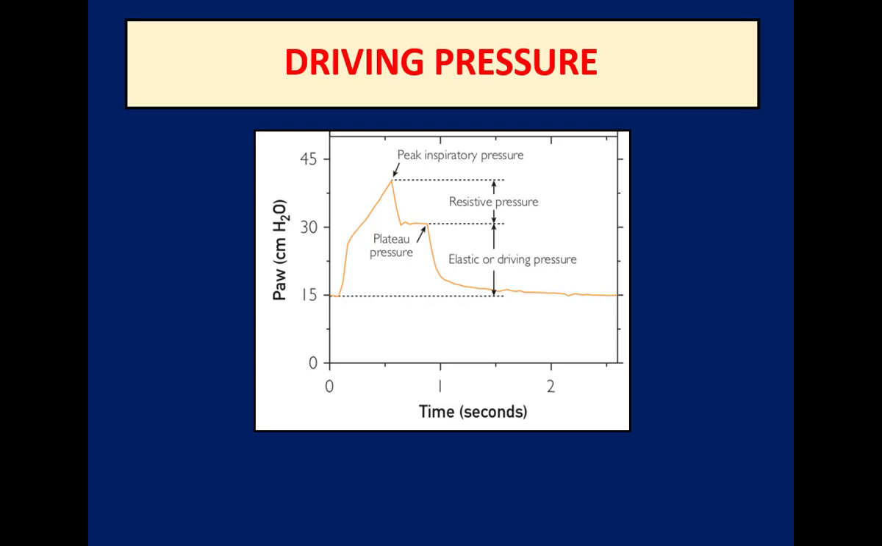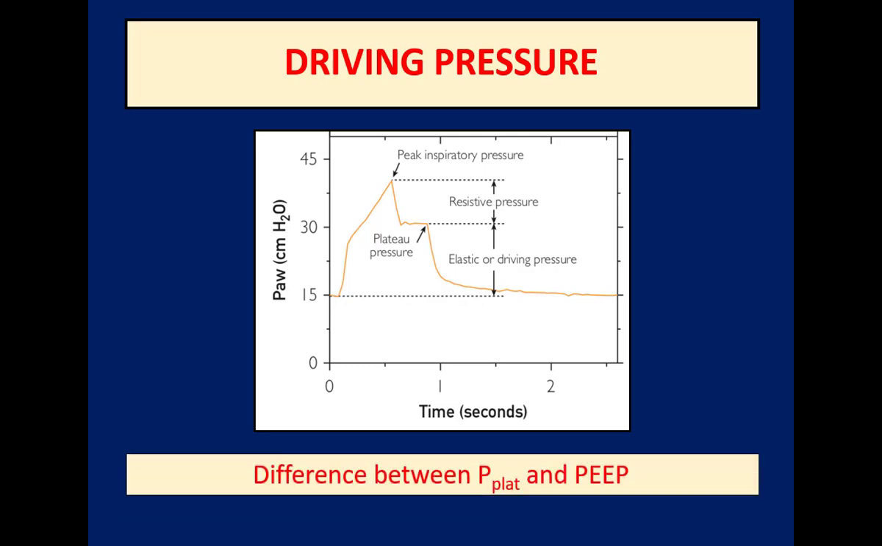So as you can see with this graph, what is the driving pressure? Driving pressure is the difference between plateau pressure and the PEEP. It is mainly the elastic recoil of the lungs, the elasticity of the alveoli, that we call driving pressure. So if driving pressure is high, it means we have to apply more pressure to open up the lung. If driving pressure is low, it means we have to apply less pressure to open up the lungs.